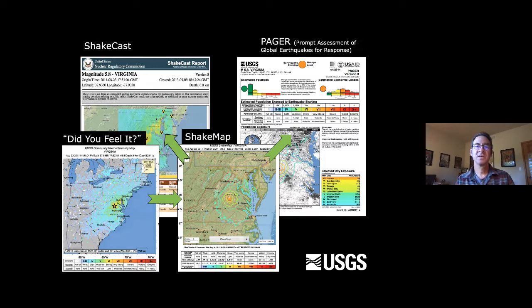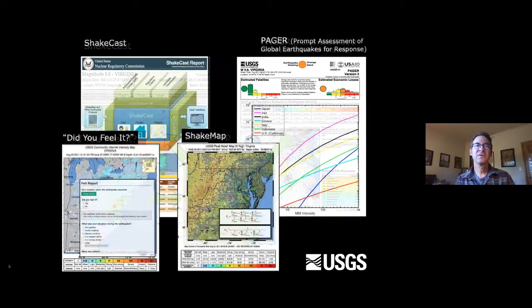So effectively, the Did You Feel It system is a citizen science tool. It allows the citizens to report what they experienced. ShakeMap is more of a geospatial tool and a seismological tool. And then both the PAGER system and the ShakeCast system are effectively databases that have engineering information that allow us to turn the shaking estimates into loss estimates.